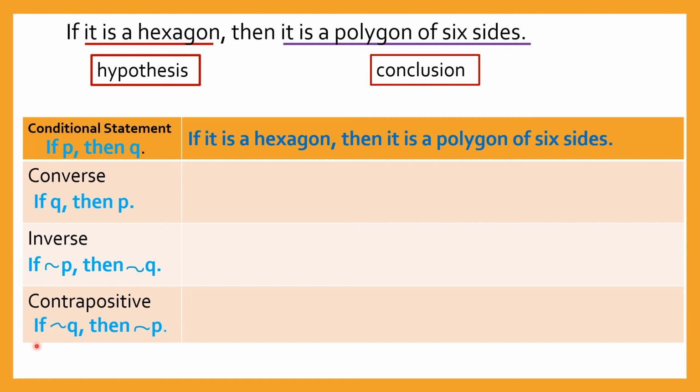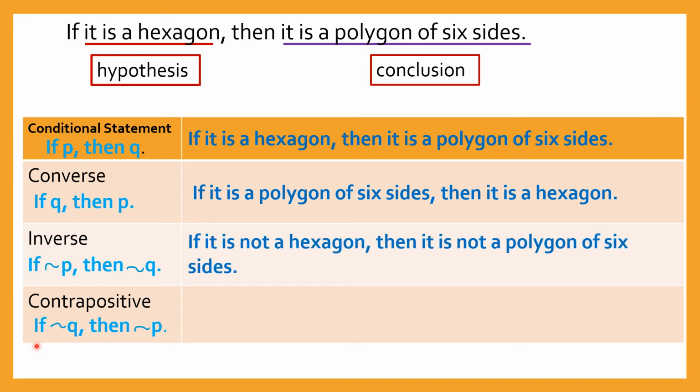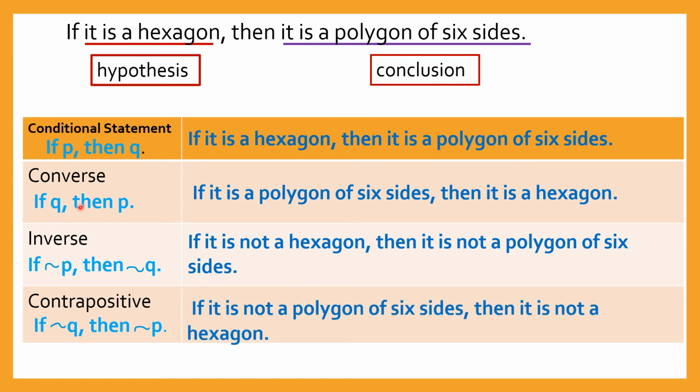Okay, so what's the converse? If it is a polygon of 6 sides, then it is a hexagon. What about the inverse? If it is not a hexagon, then it is not a polygon of 6 sides. And the contrapositive is simply the negation of the converse. If it's not a polygon of 6 sides, then it is not a hexagon. Did you get it right? Congratulations!